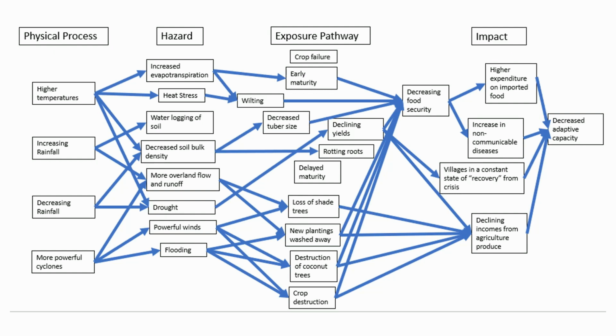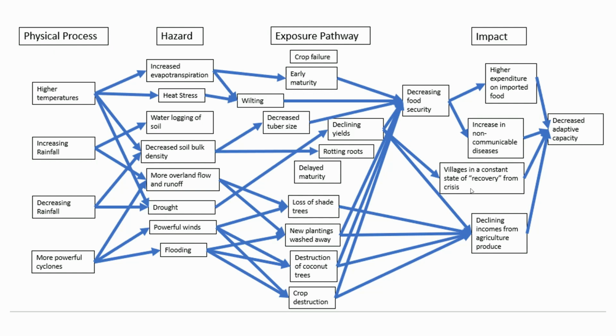And so the more money that people have to spend on imported food, the less they can spend on other things like school fees. Decreasing food security also leads to an increase in non-communicable diseases, right? Things like diabetes and heart disease and so forth, especially if people are not eating as healthfully, or if they're not eating things that they're used to eating, as they're eating a lot of cheaper junk food.